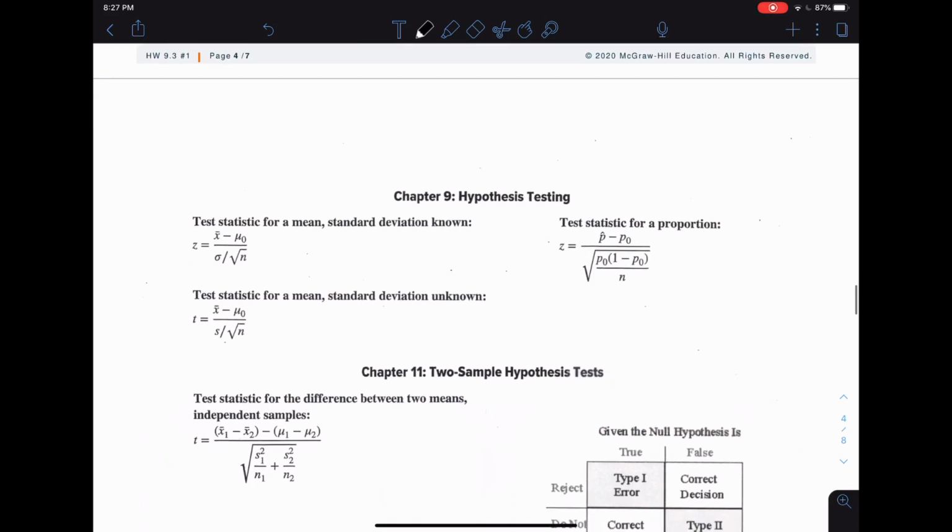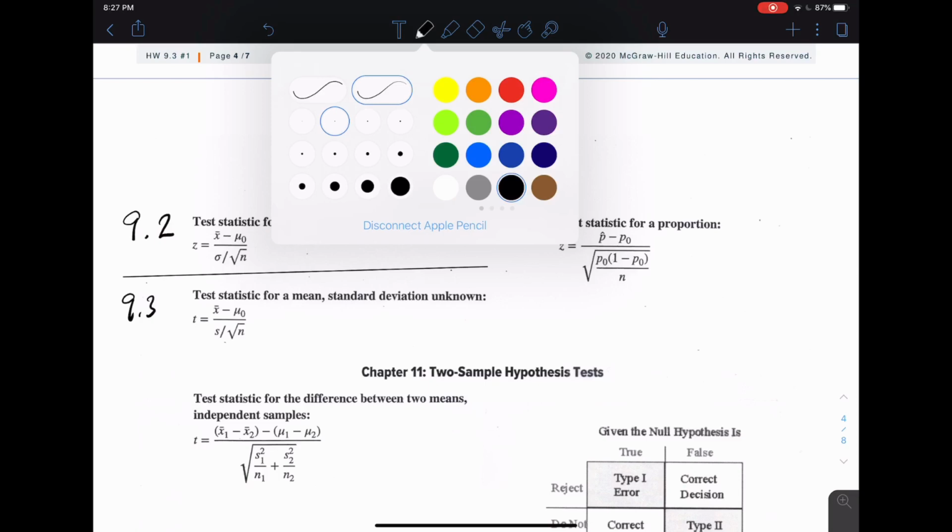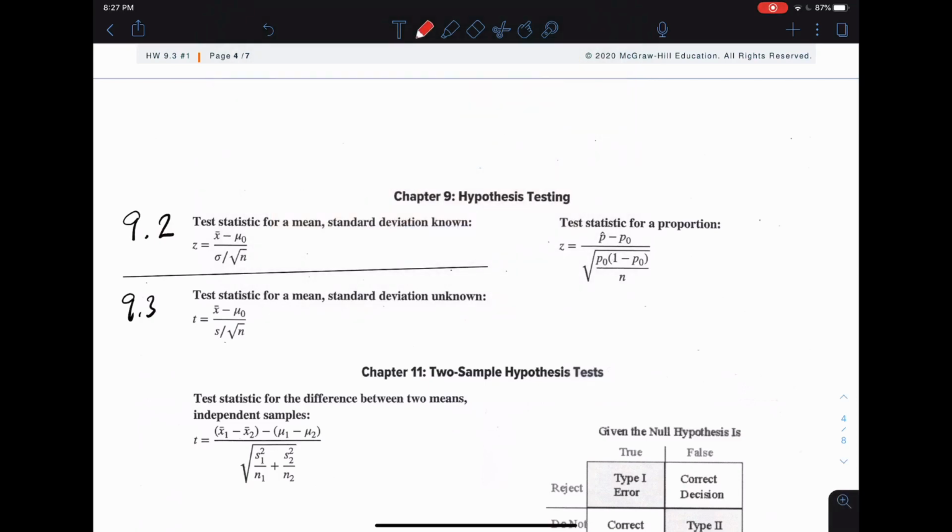And the big difference here, now this right here is 9.2, and this is 9.3. Now you can see the first big difference: on 9.2, we have this sigma, which is the population standard deviation.